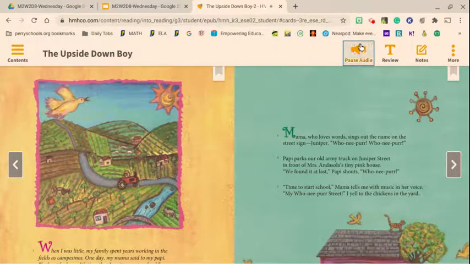Loves words sings out the name on the street sign, Juniper. Juniper, Juniper. Poppy parks our old army truck on Juniper Street in front of Mrs. Andasola's tiny pink house. We found it at last, Poppy shouts. Juniper. Time to start school, Mama tells me with music in her voice. My Juniper Street, I yell to the chickens in the yard.